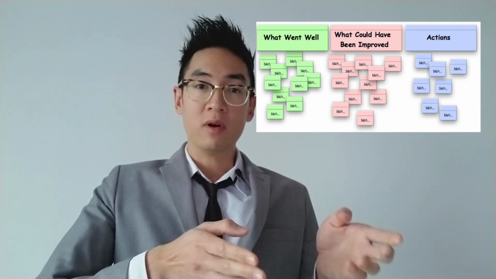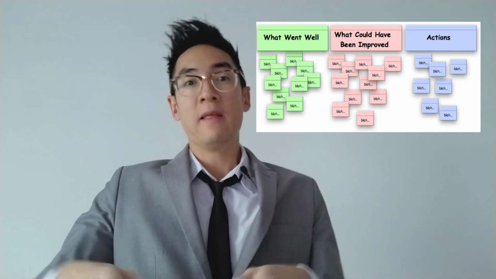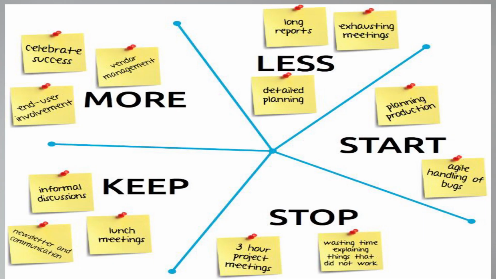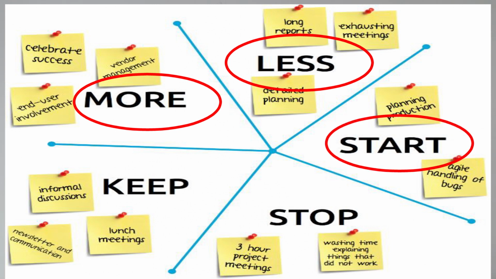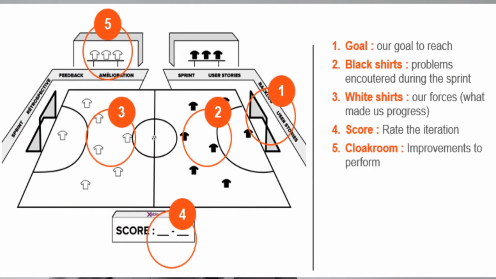The classical method: just display the positive points, the points which have to improve, and the actions. The Starfish method: you have to display 5 patterns, which are more of, less of, start to, stop to, and what do we keep. The soccer method: the goal is our objective to reach.